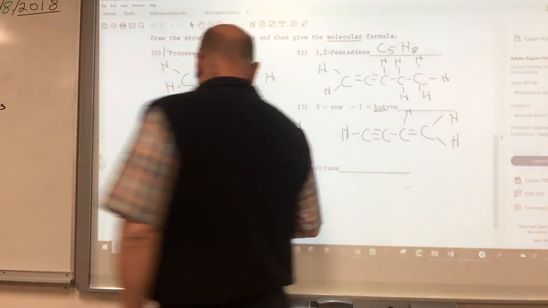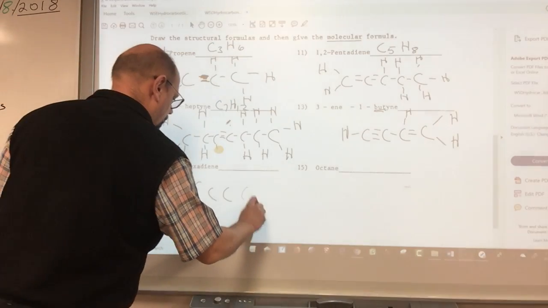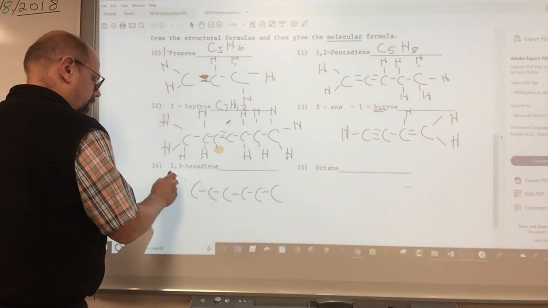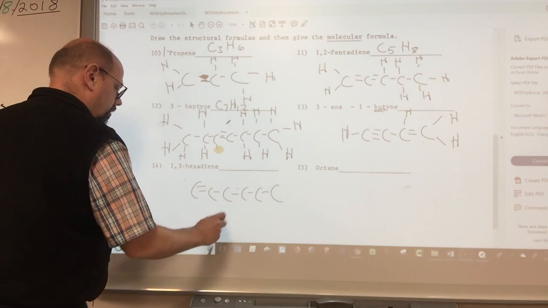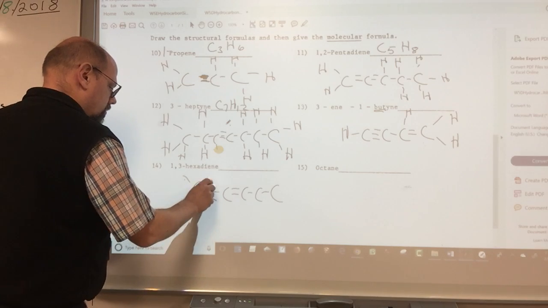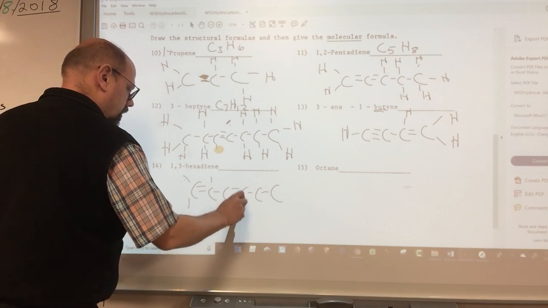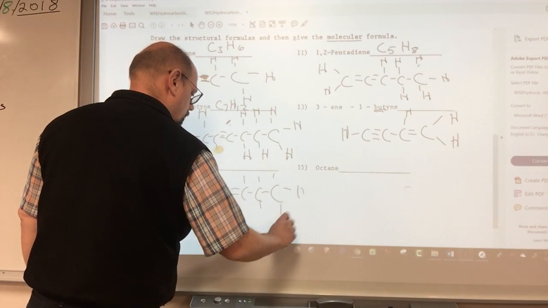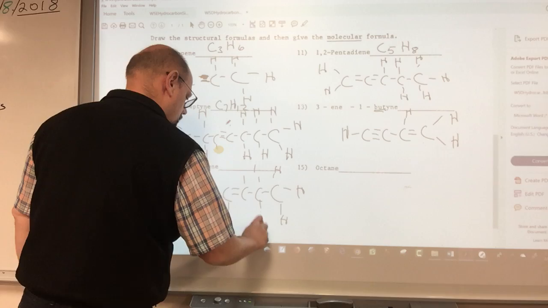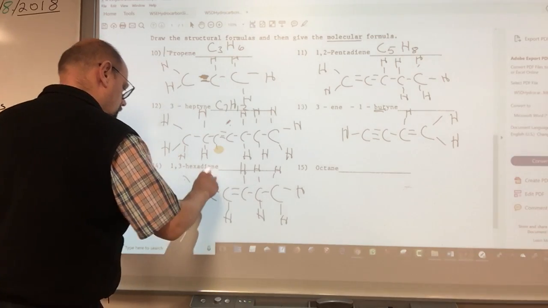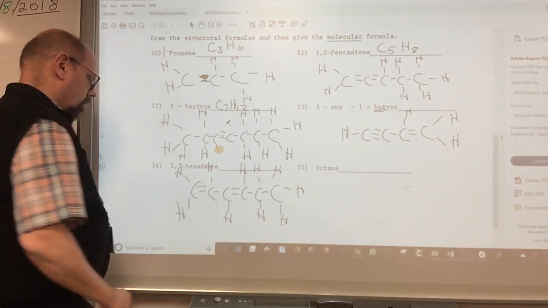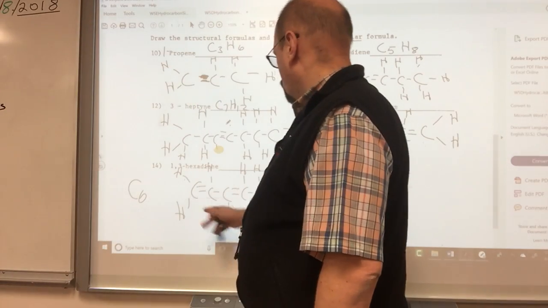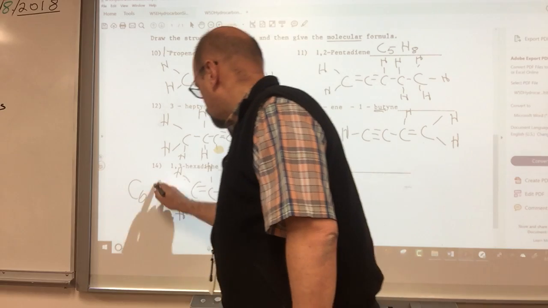Okay. Hexadiene means 6 carbons. 2, 3, 4, 5, 6. 1, 2, 3. Let's put single bonds in there all over. I got a double bond after the first and a double bond after the third. So that's got room for 2. This has room for 1. Here has room for 1. This has room for 1. That has room for 2. Up and over. So I can count those out. Okay, so I have a total of C6, 2, 4, 6, 8, 10, H10.